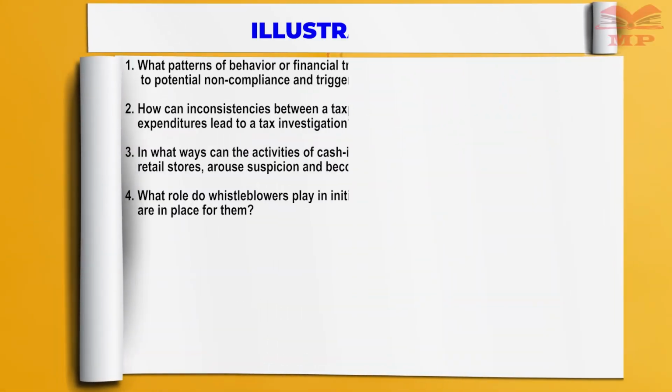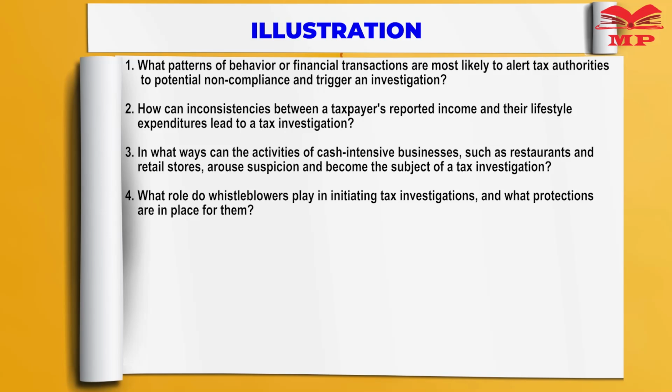Revision question number 1. What patterns of behavior or financial transactions are most likely to alert tax authorities to potential non-compliance and trigger an investigation? Number 2, how can inconsistencies between a taxpayer's reported income and their lifestyle expenditures lead to a tax investigation? Number 3, in what ways can the activities of cash-intensive businesses such as restaurants and retail stores arouse suspicion and become the subject of a tax investigation? And lastly, what role do whistleblowers play in initiating tax investigations, and what protections are in place for them?